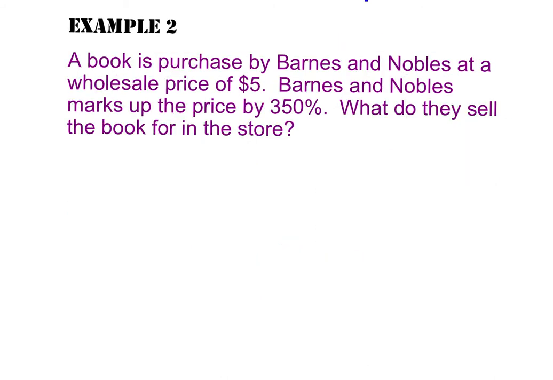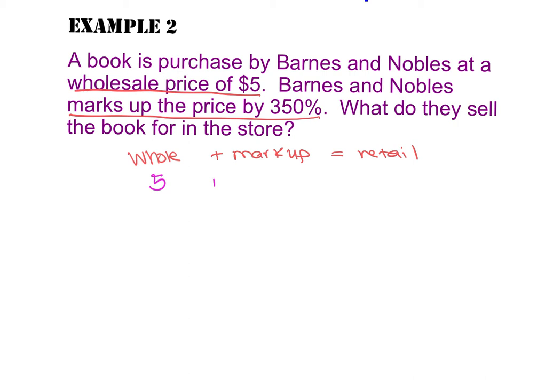So now let's try a second example. This one says a book is purchased by Barnes & Noble at a wholesale price of $5. Barnes & Noble marks up the price by 350%. What do they sell the book for in the store? So we know that we need our wholesale price and we need to add it with our markup, and that's going to give us our retail price that we sell it for in the store. Our wholesale price, we can see from the problem, is 5. We know that our markup is 350%, so we have to calculate that. And if we add that together, we're going to get our retail price.